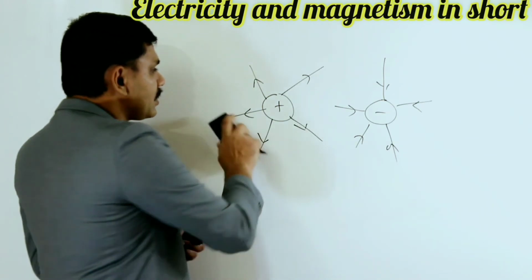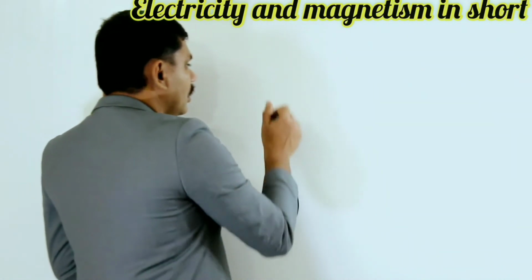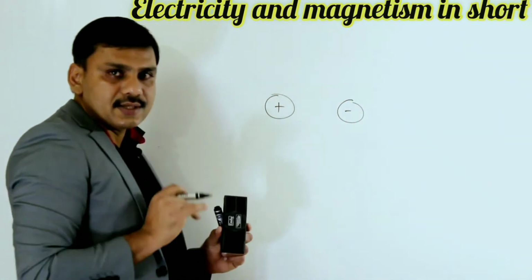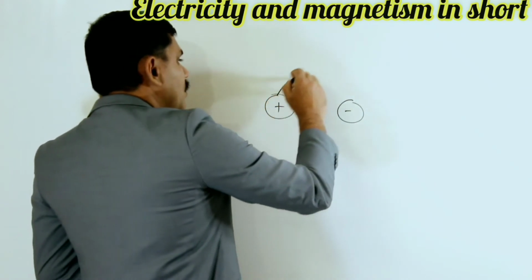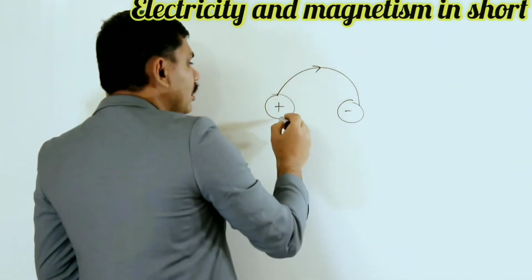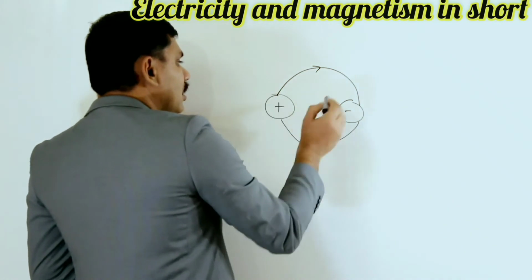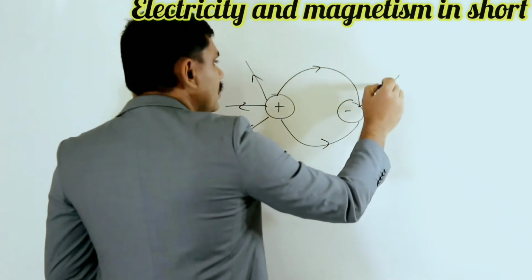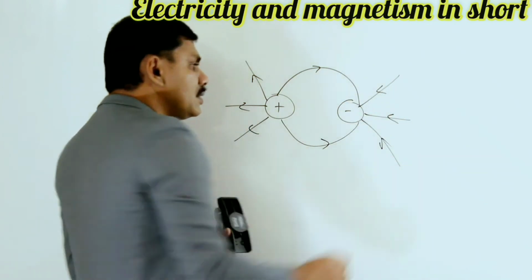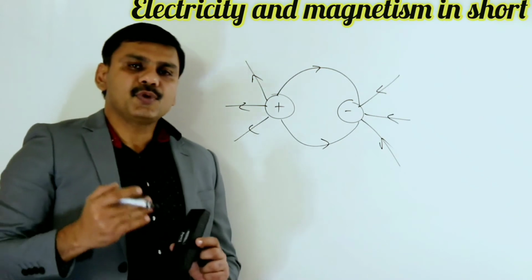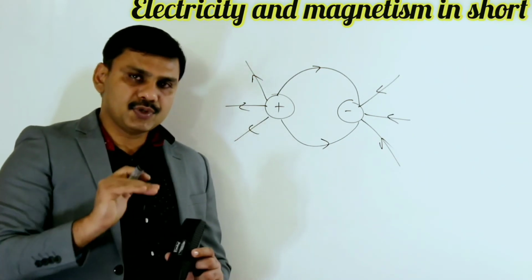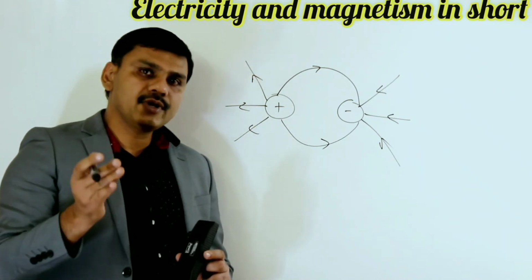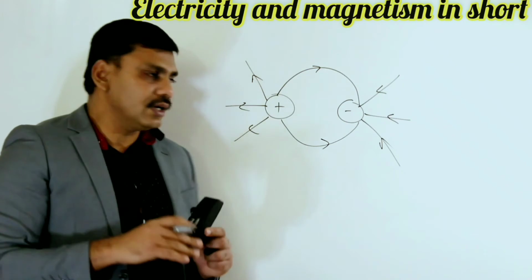If you consider positive charge and negative charge together as a system, from positive charge the field lines are outward and negative charge the field lines are inward. So it is outward, this is inward. So this is the field lines around a positive negative charge system. From positive charge the field lines outward, negative charge field lines inward.